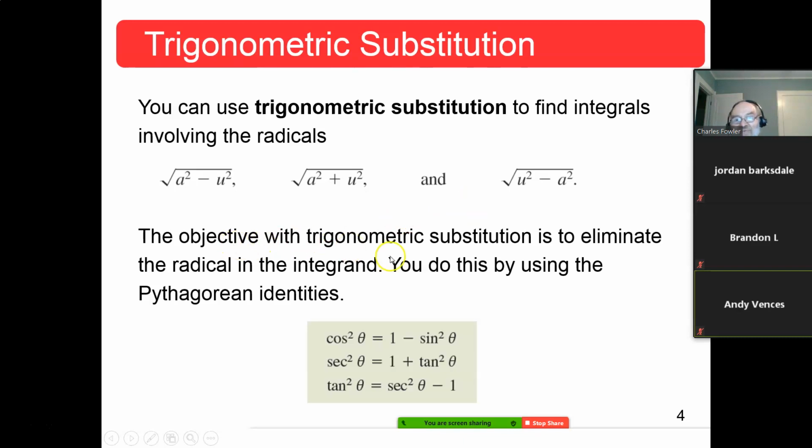So the objective with the trig substitution is to eliminate the radical in the integrand. Always a good idea, because radicals get to be a pain in the neck. You can do that by using these Pythagorean identities. 1 minus sine squared is cosine squared, 1 plus tangent squared is secant squared, and secant squared minus 1 is tangent squared. So there are your substitutions. Now, sure enough, we don't necessarily have a 1. We have an a. The a will work just as well.